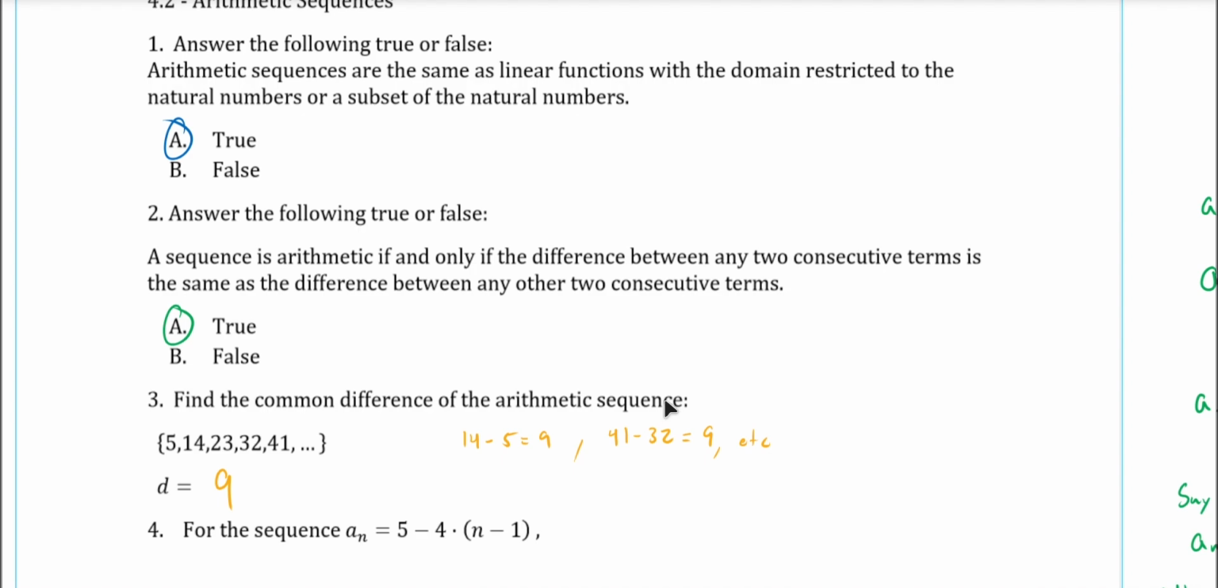Now, if we know that a sequence is arithmetic, all we have to do to find its common difference is take any two consecutive terms and subtract one from the other, the latter minus the former. And what we find in this case is that 9 is the difference between any two consecutive terms in this sequence. 14 minus 5, 32 minus 23, etc.